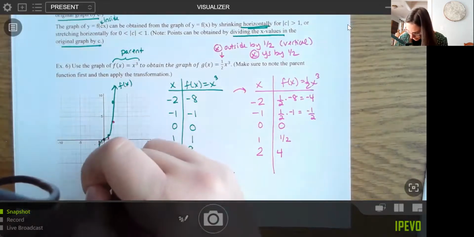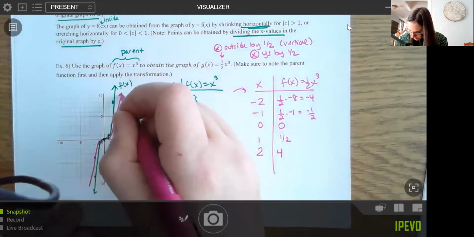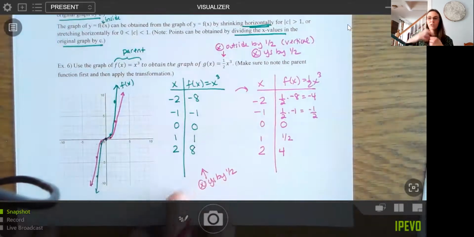So it's a little hard to see, but you're actually getting a bit of a compression here, right? It's not stretching as quickly, it's stretching slower because we're only going up to 4 instead of 8 for that x equals 2 value, for instance. So again, a little hard to see, but we're getting a little compression there.